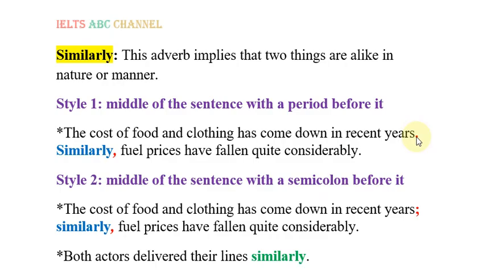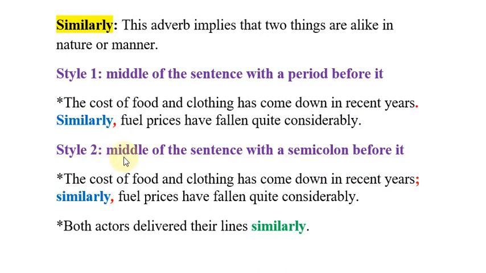Now you have one period here, you have similarly with capital S, and you have one comma after that. Well, you always have one comma after that. And format two, you can use it in the middle of the sentence with a semicolon before it. The cost of food and clothing has come down in recent years; similarly, fuel prices have fallen quite considerably.